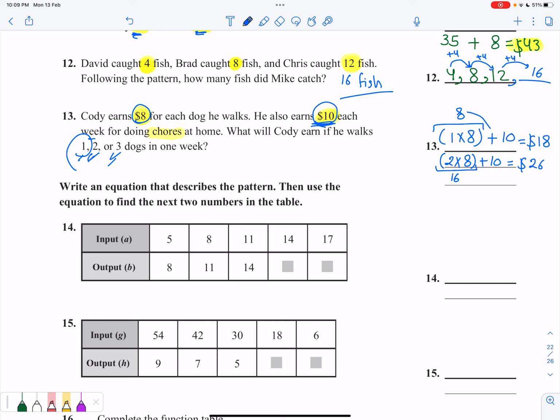Okay, now let's do it for the 3 dogs. He will walk 3 dogs, multiplied by 8 because each time he will get 8 from each dog, plus the 10 from the chores. So 3 times 8 is equal to 24. Add to that the 10, so he will get $34. So we have 3 answers for that question.